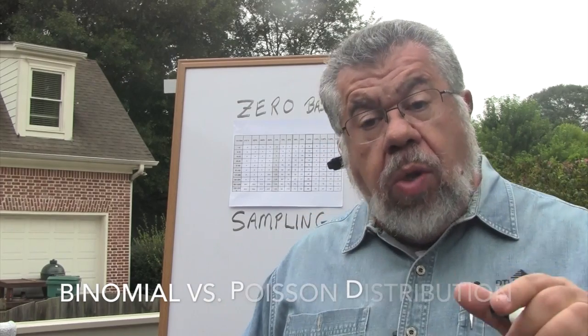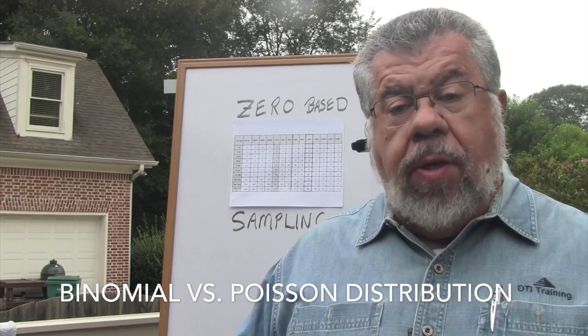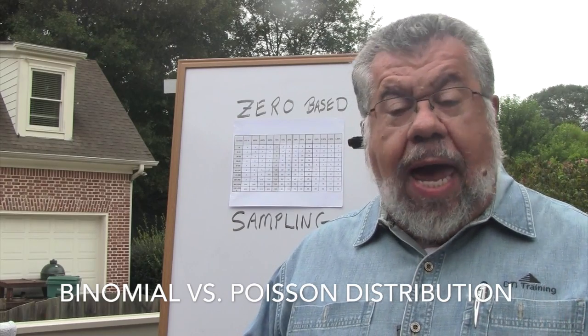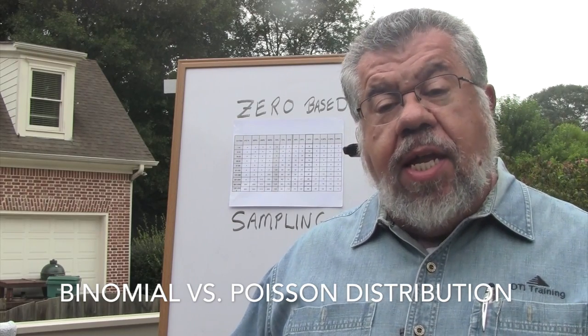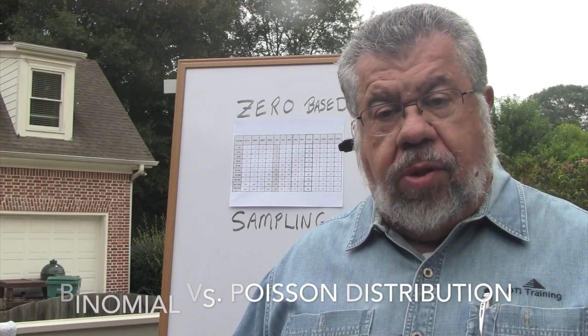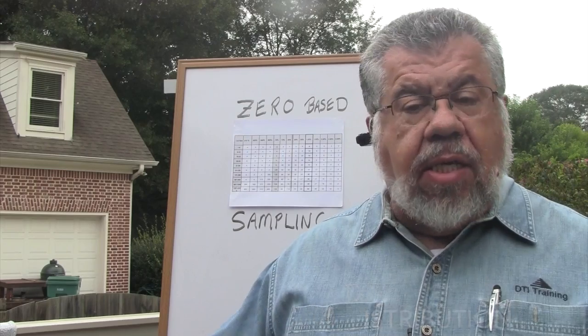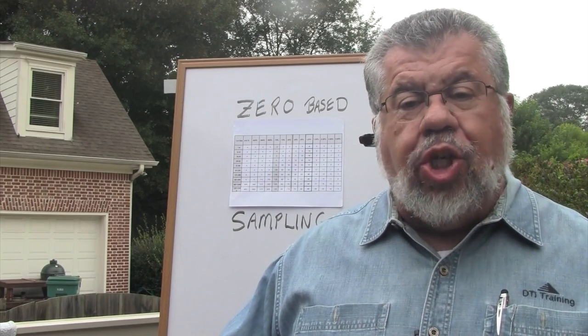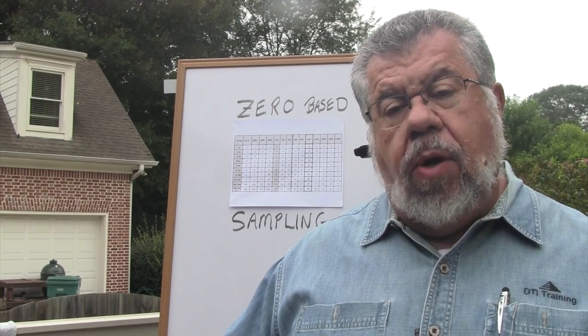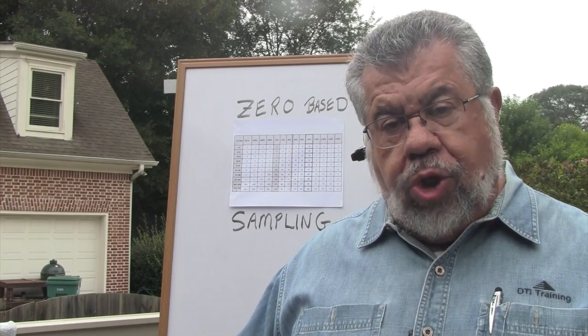Now, if you put a hole in the screen or you open the door so that flies can come in and out at their will, then in the actual porch you have a Poisson distribution. That means that the sample or the lot is changing as we're sampling. So this particular sampling plan requires a binomial distribution.